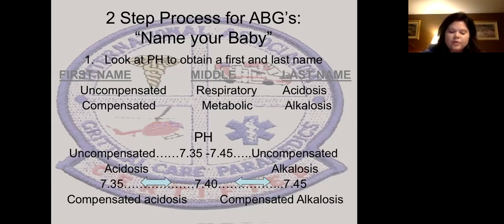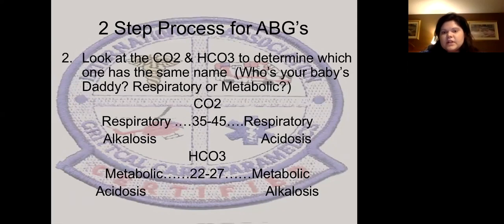Always remember that your 7.40 is your midline where you want it to be. So changes in that, you're either going to have compensated acidosis or compensated alkalosis, or uncompensated. So step 2 for the process, look at the CO2 and your HCO3. Determine which one has the same name. So who's your baby's daddy? Respiratory or metabolic. So your CO2, remember the range is 35 to 45, and your HCO3 is 22 to 27.